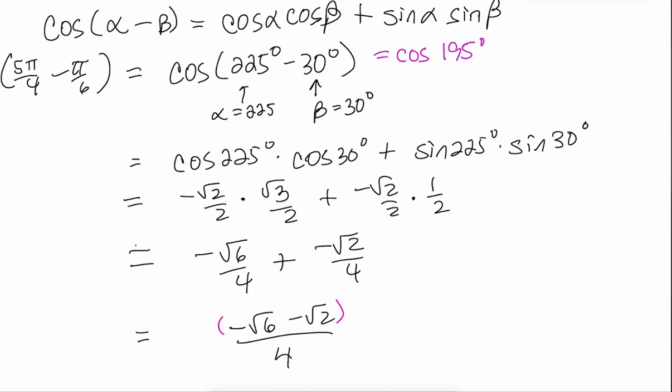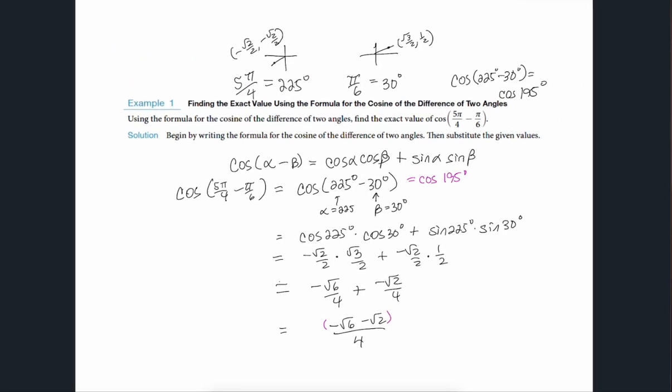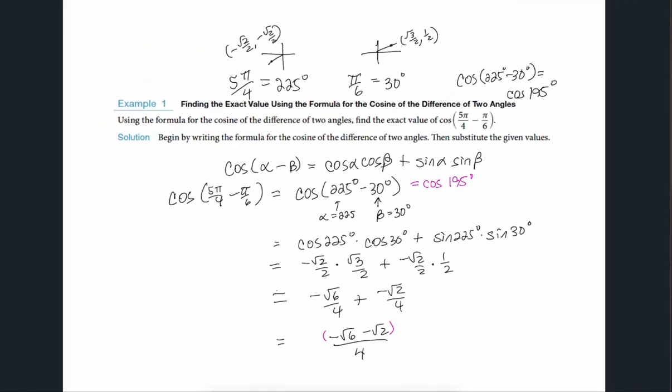Okay, so the formula allows us to find new unit circle values that we never knew before. I don't know what the cosine of 195 is. Now we do. So before these formulas, things like 15, those pi over 12s now come into play. We can actually find some stuff we've never ever found before. So that is our first example.